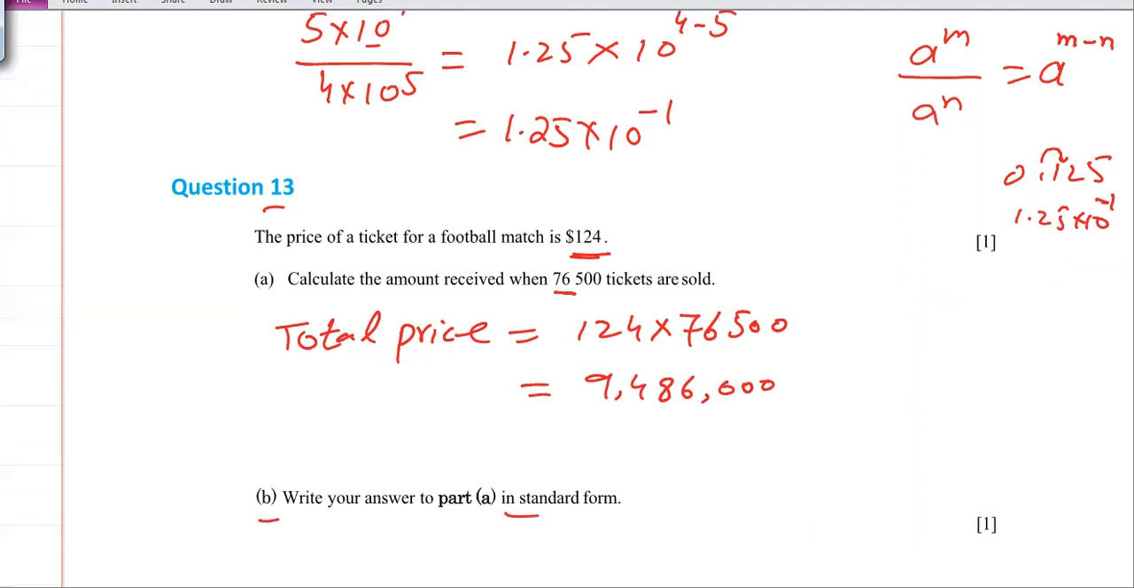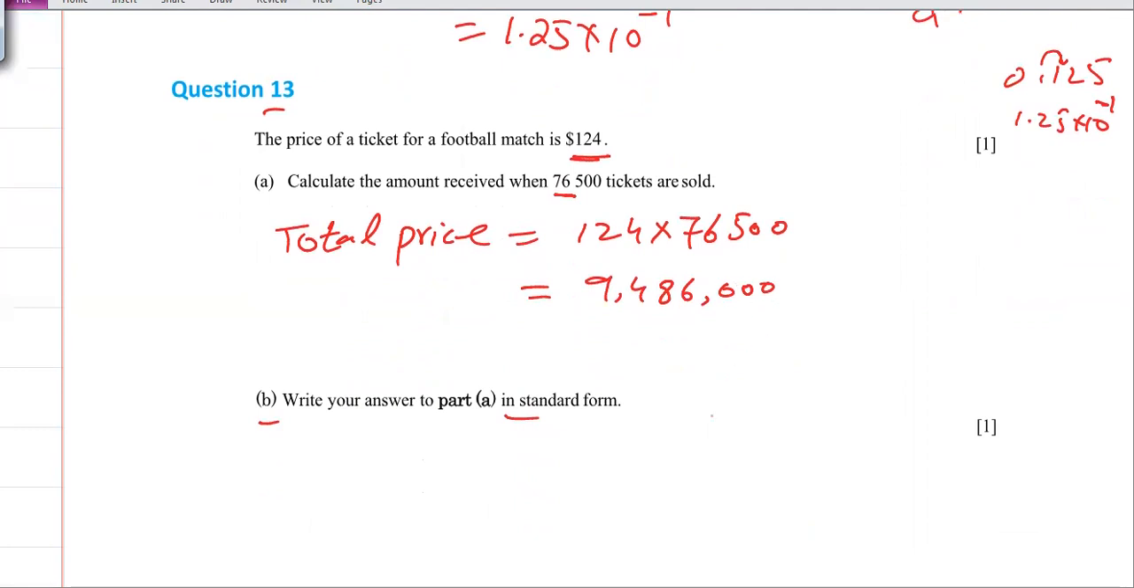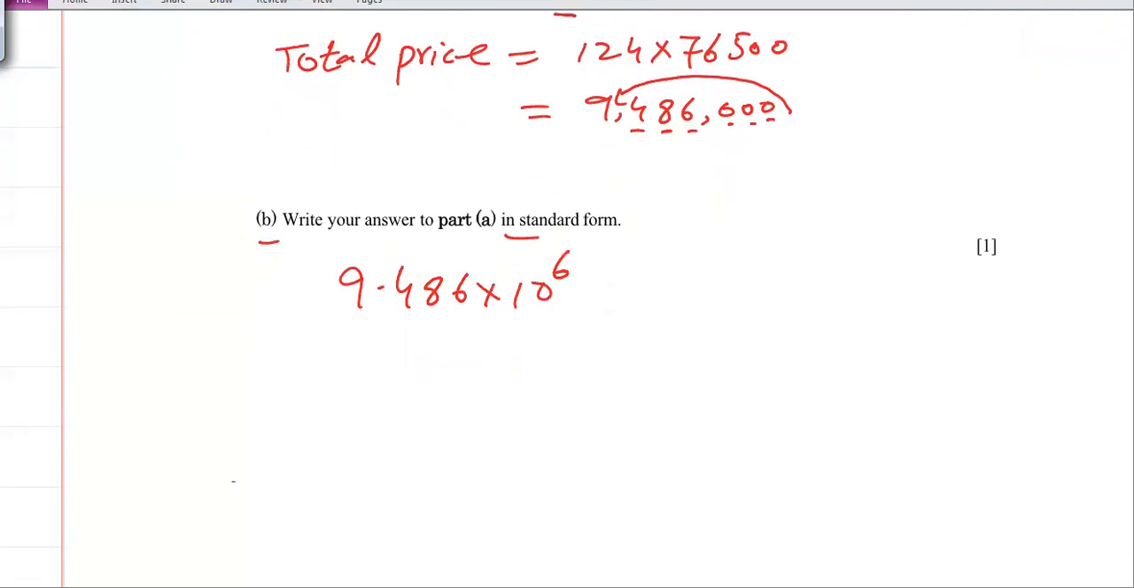Now how will we write it in standard form? This is a whole number, so obviously the decimal is at the end of the number, and we have to shift it from here to here. It will become 9.486, no need to write the ending 0, into 10 to the power. How many digits did we jump? 1, 2, 3, 4, 5, 6. So 10 to the power 6. We wrote it in standard form. Okay, clear? Please make sure you understood that one. Everybody, yes sir, it's clear.